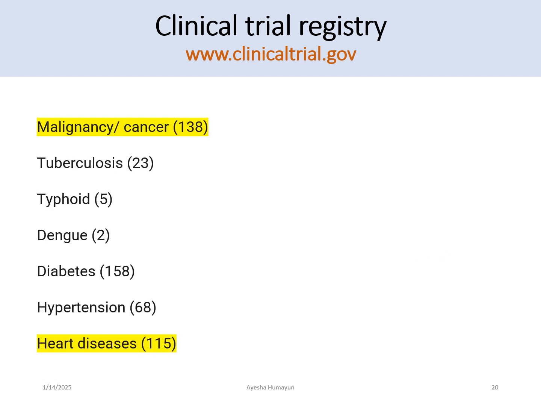So looking at the type of disease, these are the most prevalent diseases, and I used these terms to search the clinical trial registry, and I found 138 cancer trials, 23 tuberculosis, 5 typhoid, 2 dengue, 158 diabetes, 68 hypertension, and 115 heart diseases. So you can see more prevalent diseases are being researched less. Fewer trials are on the diseases which are highly prevalent in Pakistan.